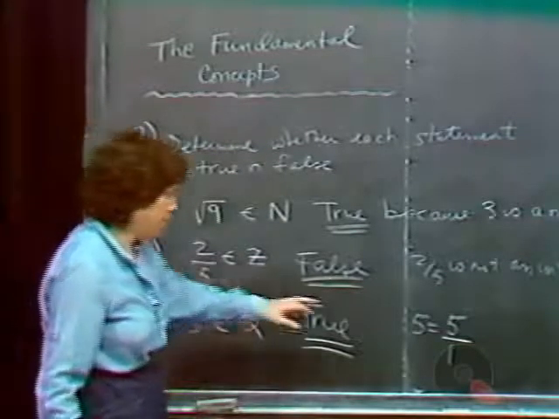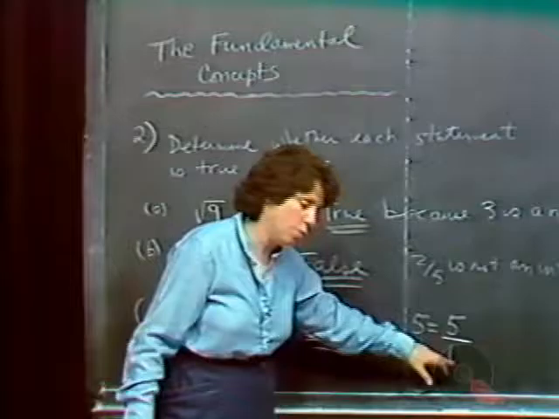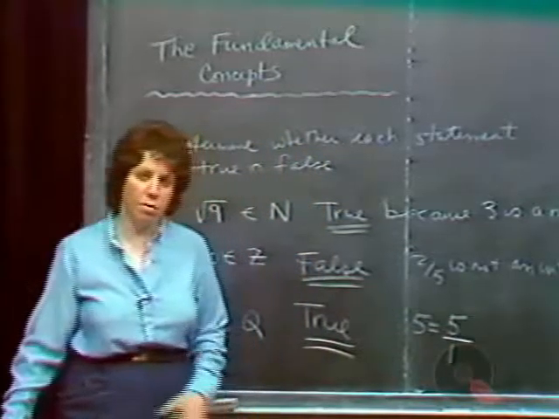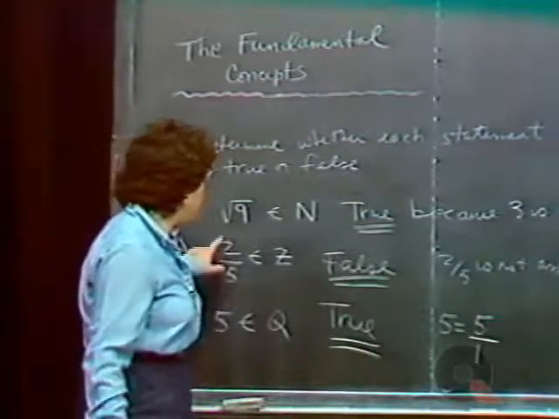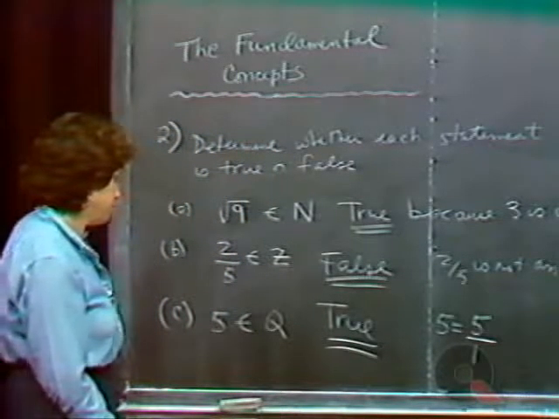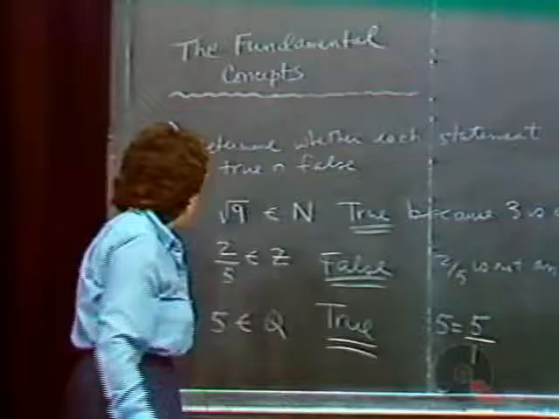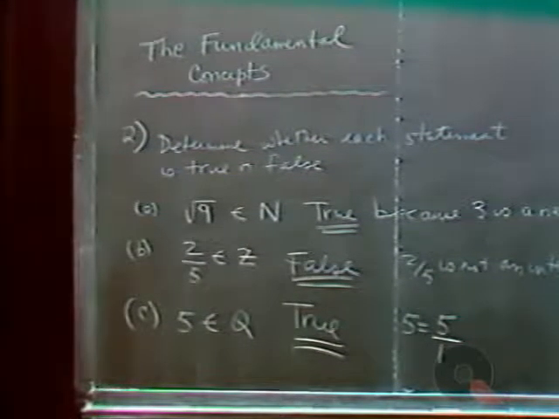Every integer can be expressed as a quotient of two integers, just put a 1 downstairs, and therefore it's a rational number. Of course, not all rational numbers are integers. 2/5 was a rational number that was not an integer. 5 is a rational number, but it's also an integer. So the last one, 5, is a rational number. It's an integer, but it's a rational number as well.